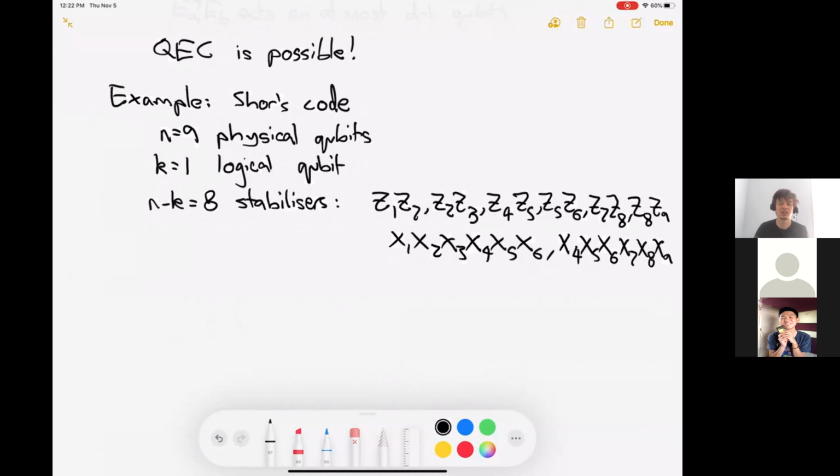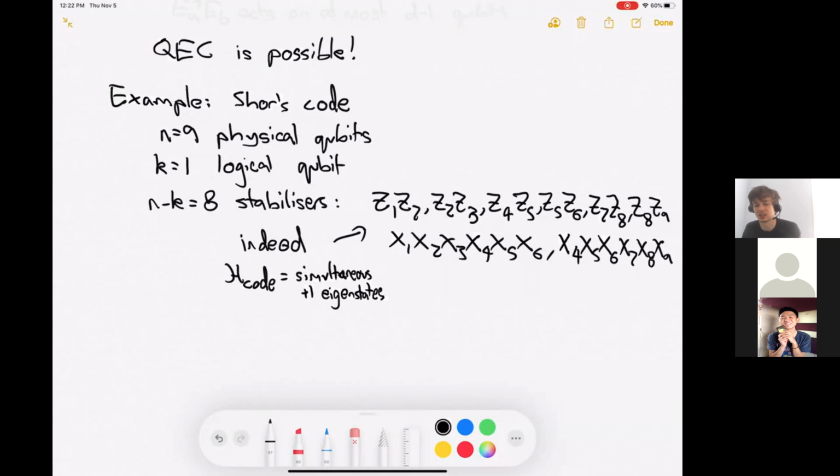And indeed, the code subspace is just the simultaneous +1 eigenstates of all these operators. Right, if we got +1 in all our syndrome measurements, that meant that no error had happened. We didn't need to do anything. Okay, so that is the code subspace of the code.